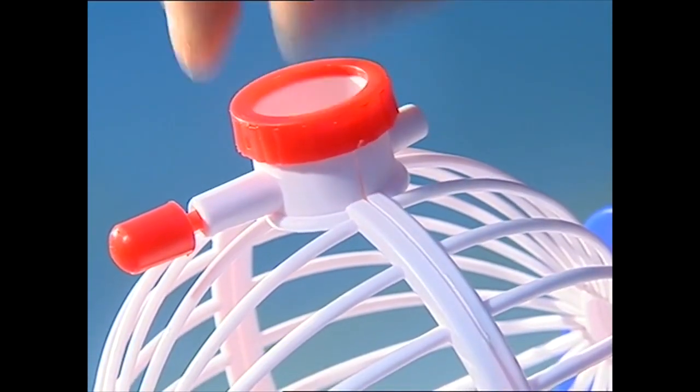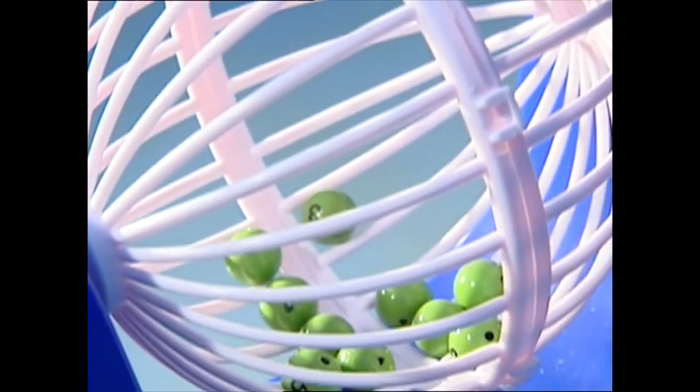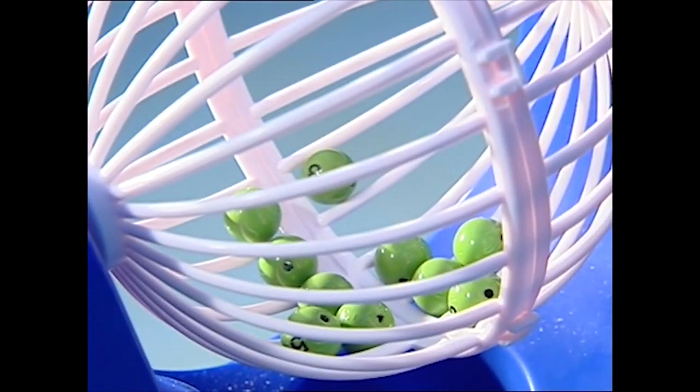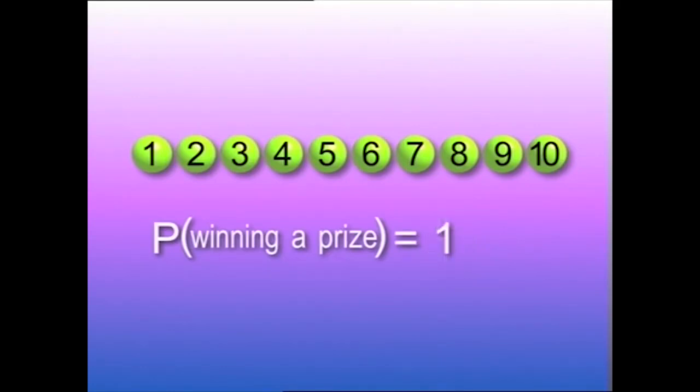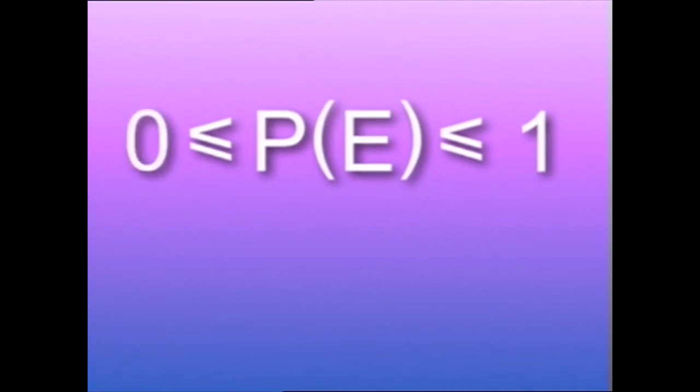Let's change things around. Here, all 10 balls are green. What's the probability of winning a prize now? If we compare the number of green balls, 10, with the total number of balls, 10, we obtain 1. That's right. As all the balls are green, winning a prize is certain. So the probability of a certain event is 1. That is to say, for the probability of an event, the smallest value is 0 and the greatest 1. Therefore, probability can be any number between 0 and 1.